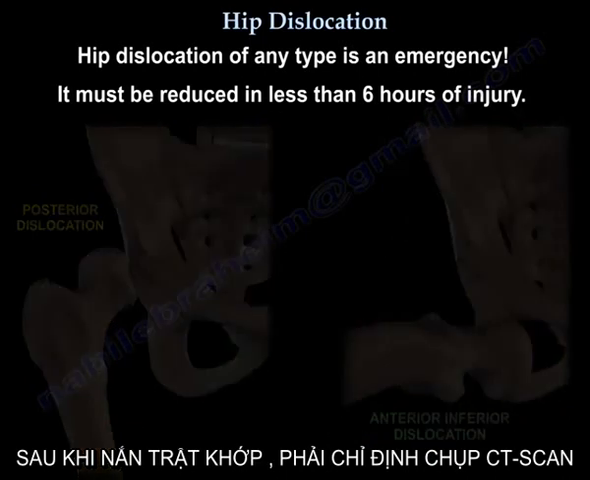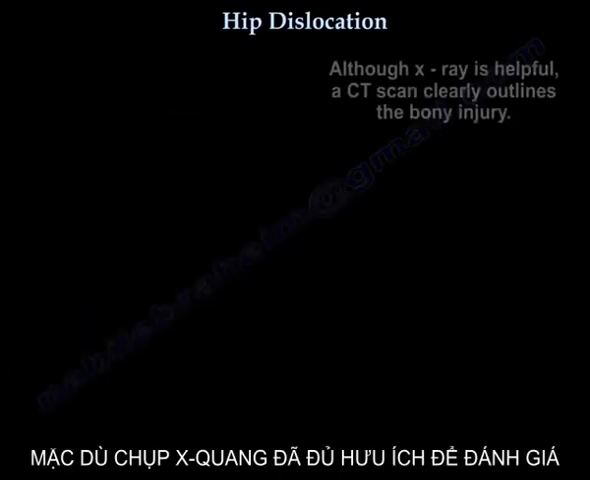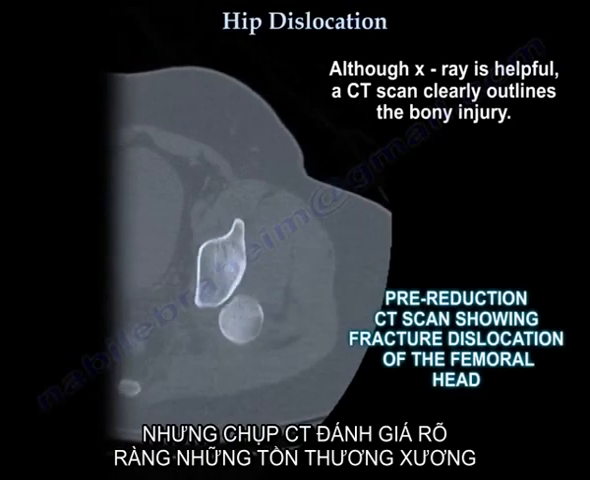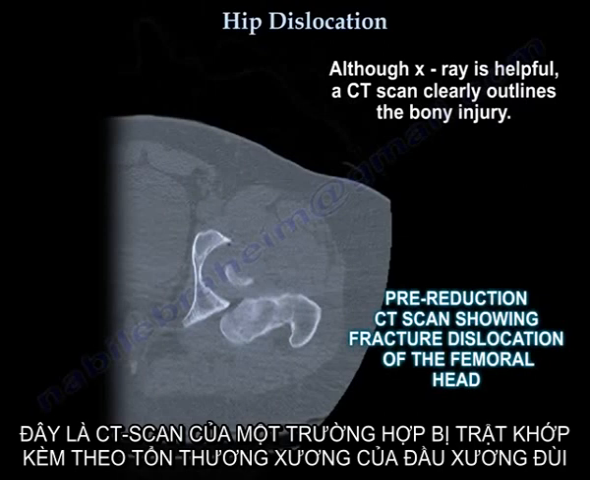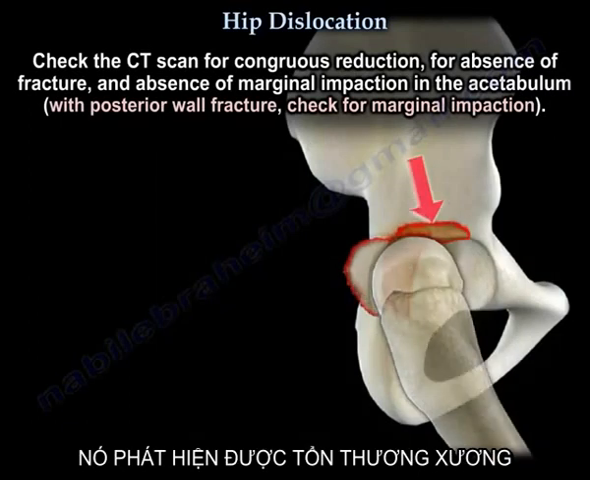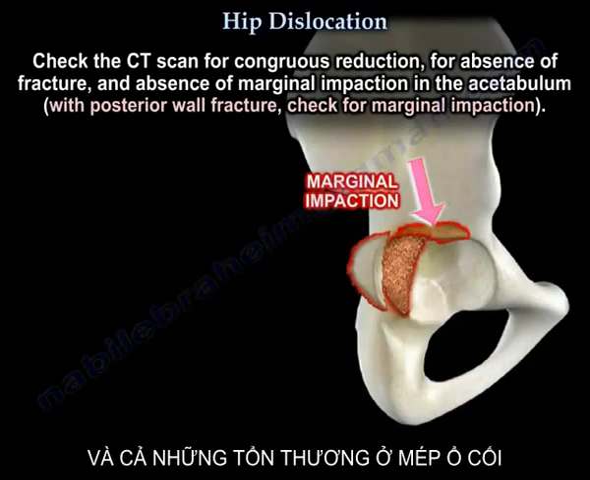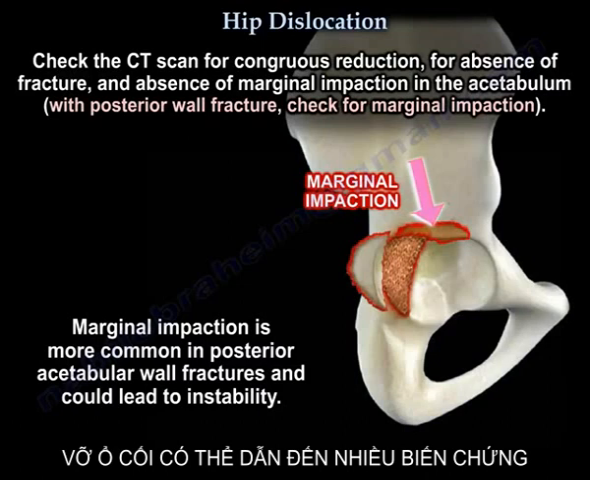And after reduction of the hip, get a CT scan. Although the X-ray is helpful, the CT scan clearly outlines the bony injury. Here is a pre-reduction CT scan showing a fracture dislocation of the femoral head. Check the CT scan for congruous reduction, for absence of fracture, for absence of marginal impaction in the acetabulum. You can find marginal impaction more common in posterior wall fractures. Marginal impaction can lead to instability.